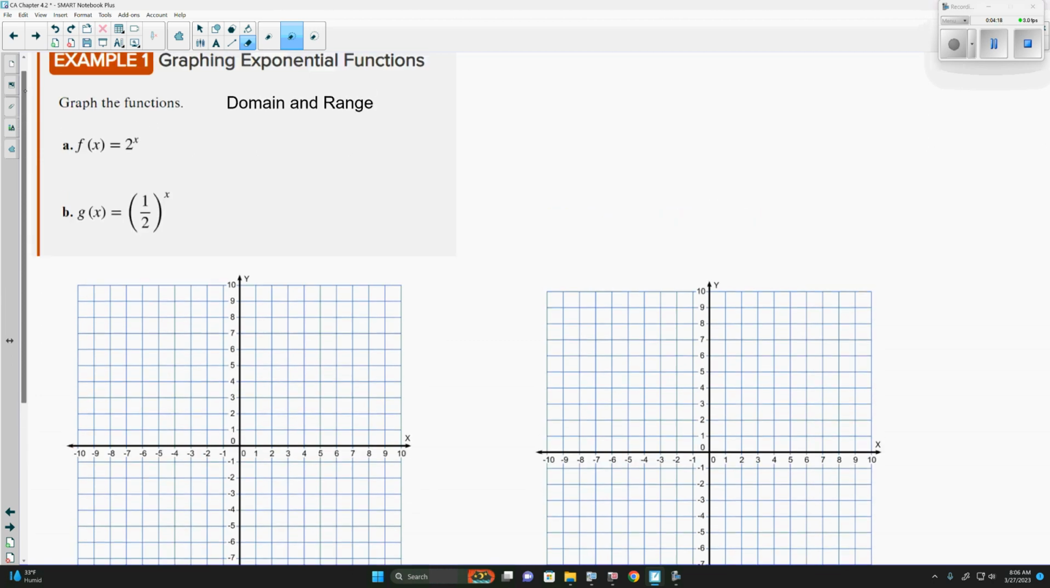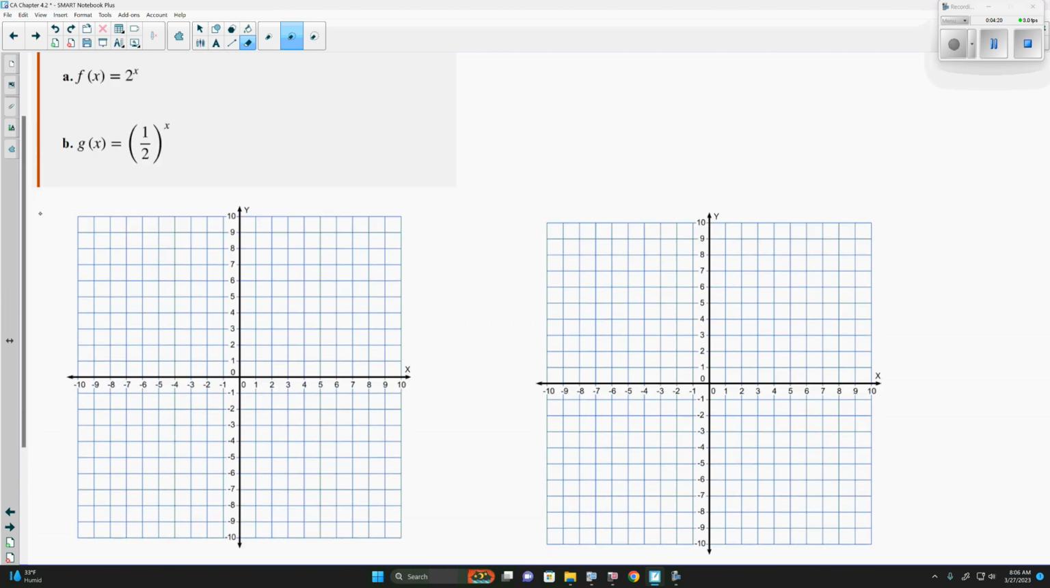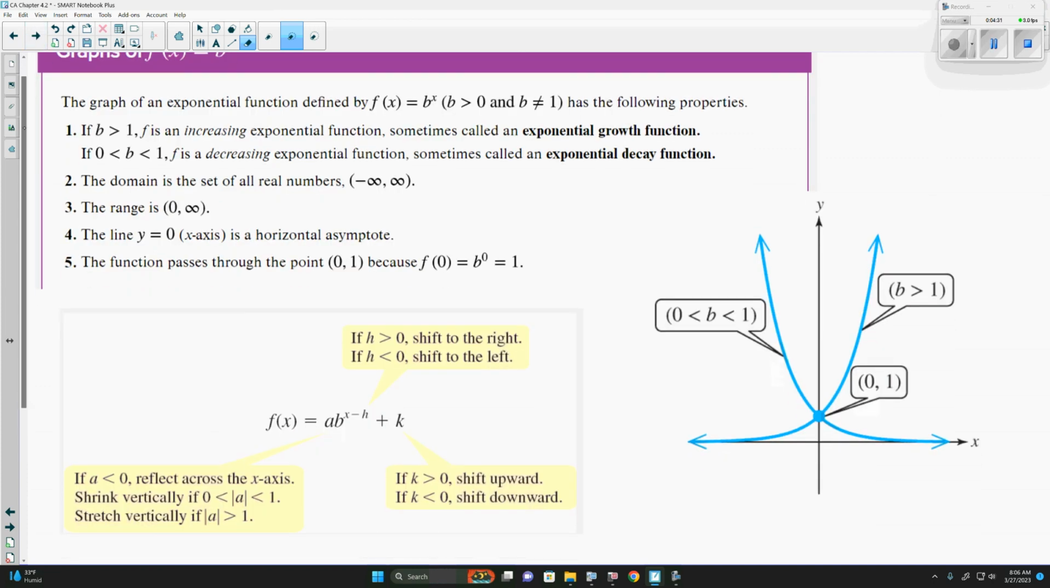Now, the first thing we're going to do is graph the functions. And when you graph them, we really just need several points and an asymptote. Now, this is on the next page. At the top of the next page, we do have all this information. Now, we consider it exponential growth or decay by b. If b is greater than 1, it's an increasing exponential function, and it's going to be considered a growth. If b is between 0 and 1, it's going to be considered decreasing, and it's going to be considered exponential decay.